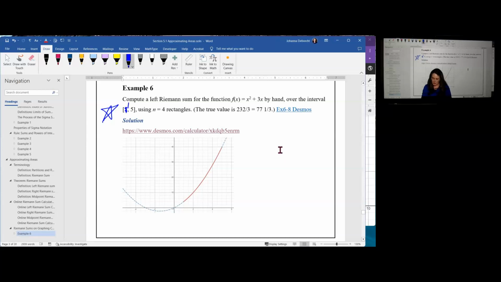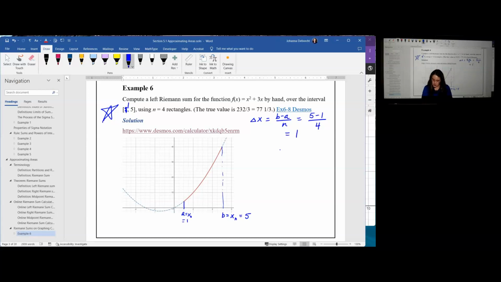When I'm looking at this one, what I want to do is divide from a equal x naught equal 1 up to b equal x sub n equal to 5. I want to divide it into 4 equal rectangles. So my delta x is given by b minus a divided by the number of rectangles, which in my case is 5 minus 1 divided by 4, which gives me 1, which is why I want to change it from 3 to 5 to 1 to 5.